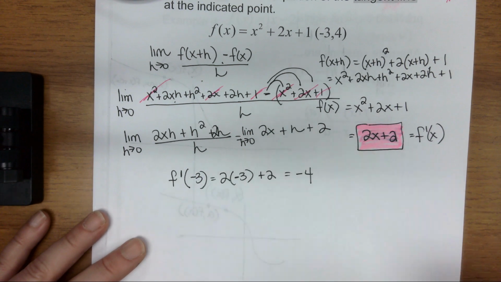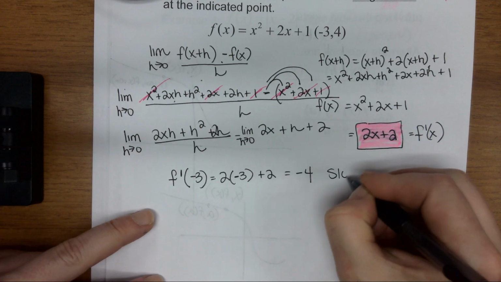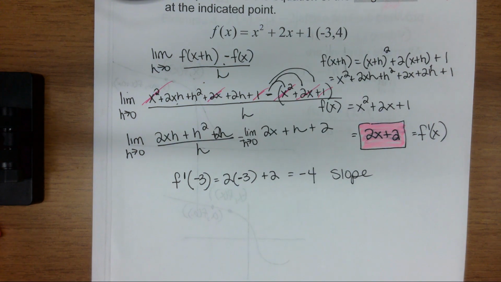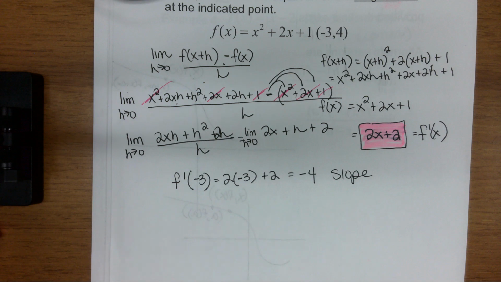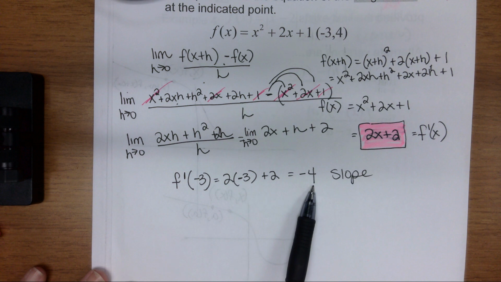What did I just find? The slope of the curve at that point. If I would graph the curve, we're going to do that in a second, and I drew a little tangent line on there, like yesterday Sage drew a little tangent line, and I said, what is the slope? Instead of estimating, we can find it now. We can find what it is. And so at that specific point, the slope is -4, okay?